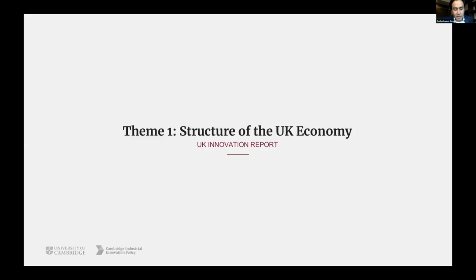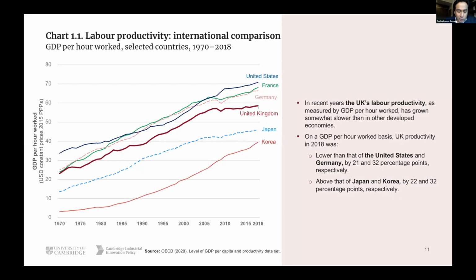So first off, theme 1, structure of the UK economy. This theme addresses the questions: how has the structure of the UK economy changed over the last few years, and how are these changes affecting economic performance? We'll start with labor productivity, which is widely portrayed as a critical gauge of an economy's long-term potential.